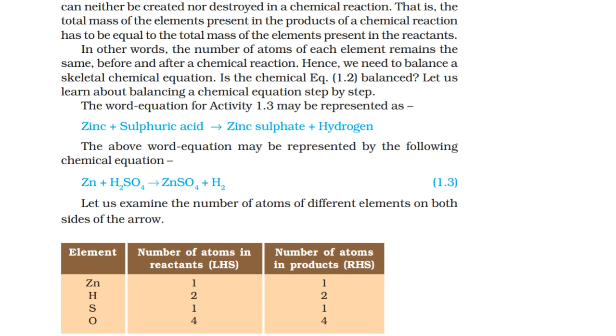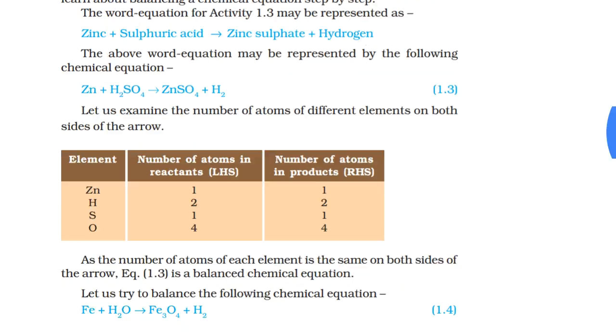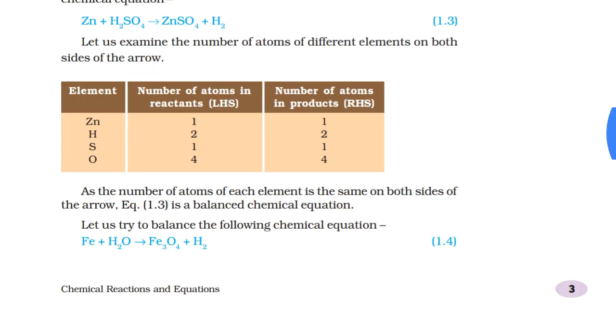Zn means zinc, H2SO4 means sulfuric acid, arrow, ZnSO4 means zinc sulfate, plus H2 means hydrogen. Let us examine the number of atoms of different elements on both sides of the arrow. Zinc: left hand side 1, right hand side 1. Hydrogen: 2, right hand side 2. Sulfur: 1, 1. Oxygen: 4, 4. As the number of atoms for each element is the same on both sides, the equation is a balanced chemical equation. So let us try to balance the following equation.